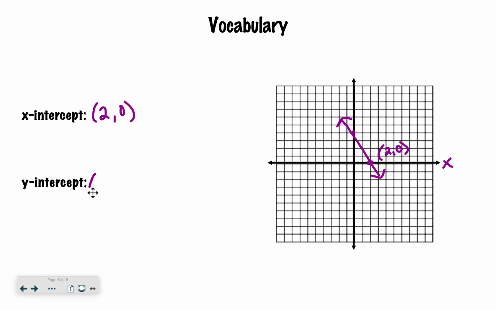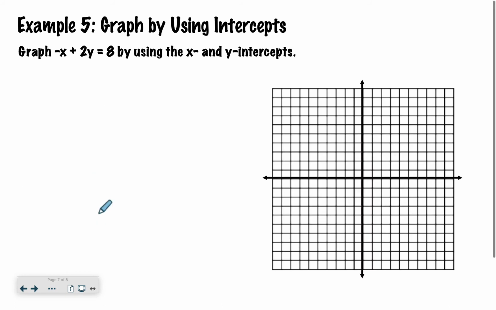And then the y-intercept, in this case, would be (0, 4), right? I didn't go left or right, I just went up. So the thing that you need to remember is that when you have an x-intercept, your y equals 0. And when you have a y-intercept, your x equals 0. And that will make sense in just a minute.